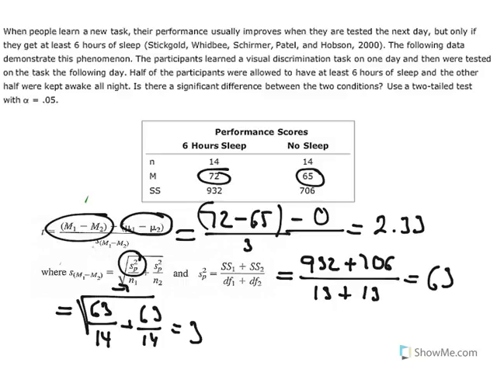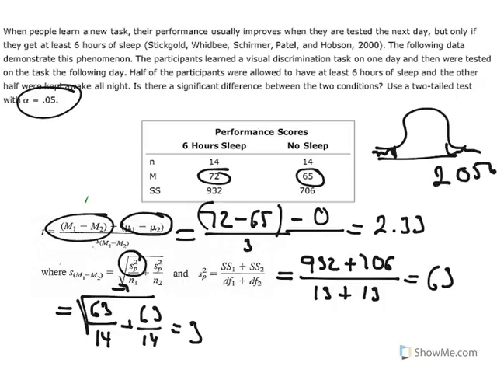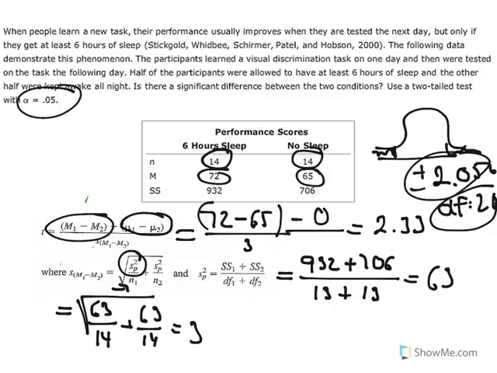Our critical value using a two-tailed test, as instructed, with an alpha of .05 gives us a value of 2.056. That was for a degree of freedom of 26, right? Where you do n minus 1 plus n minus 1. So that's 28 minus 2. That's how we got the degree of freedom 26. That's how we came up with this critical value.